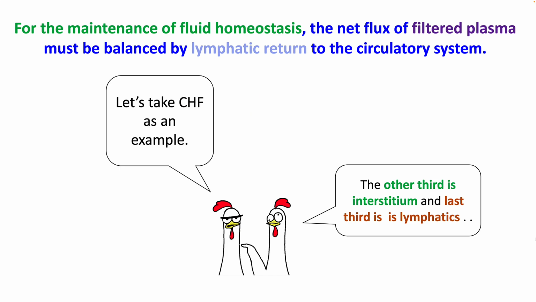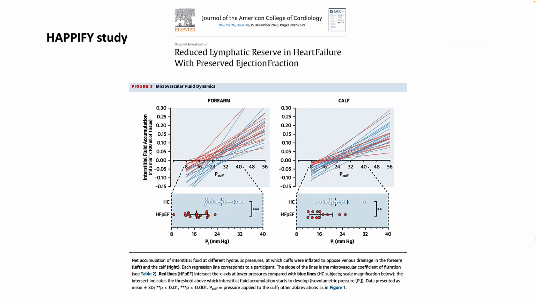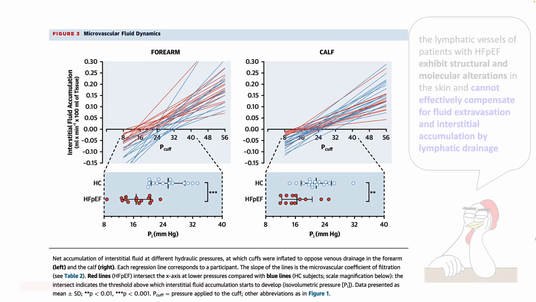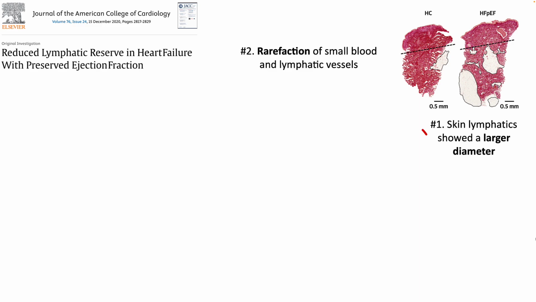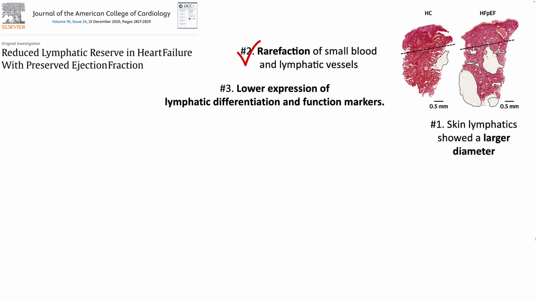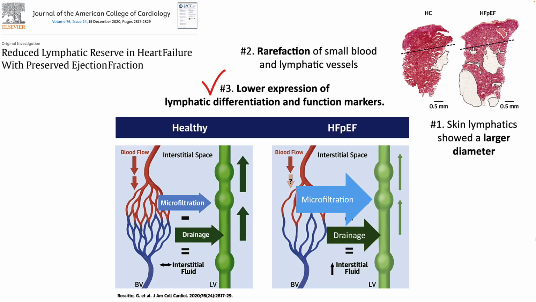Let's take congestive heart failure as an example. In a recent study, investigators looked at your lymphatic reserves in heart failure with preserved ejection fraction, and they found that these patients with heart failure accumulate edema fluid at much lower interstitial pressures than a healthy control. They found that the heart failure patients had skin lymphatics with larger diameter, rarefaction of both small blood vessels and lymphatics, and lower expression of lymphatic differentiation and functional markers.